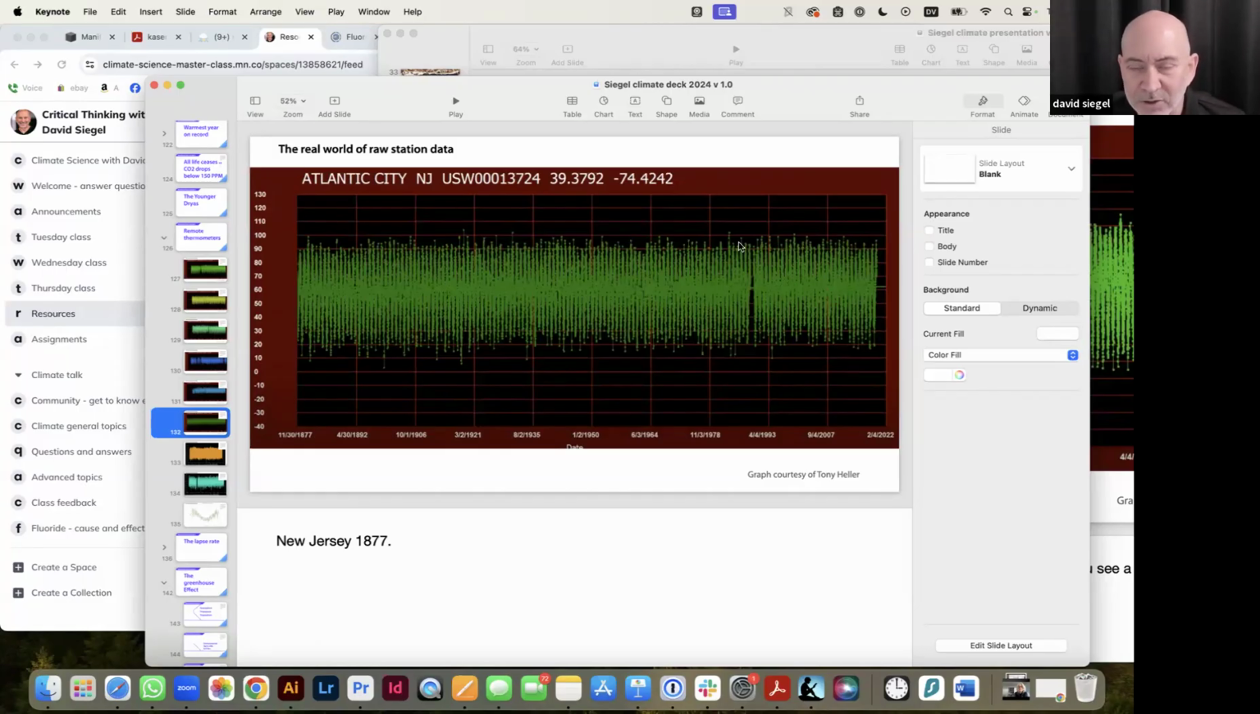This is even a city. This is Atlantic City, New Jersey. This is guaranteed to have been more urbanized in here, and yet the temperatures really are pretty flat.